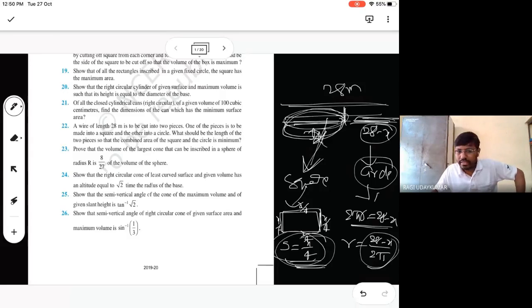Then find the value of x. If you consider dA by dx, for what value of x is the area going to be minimum? That value you need to find out here. Okay. Did you understand?